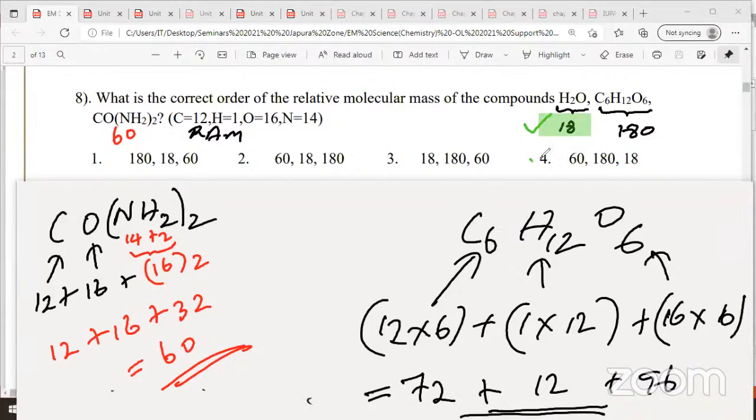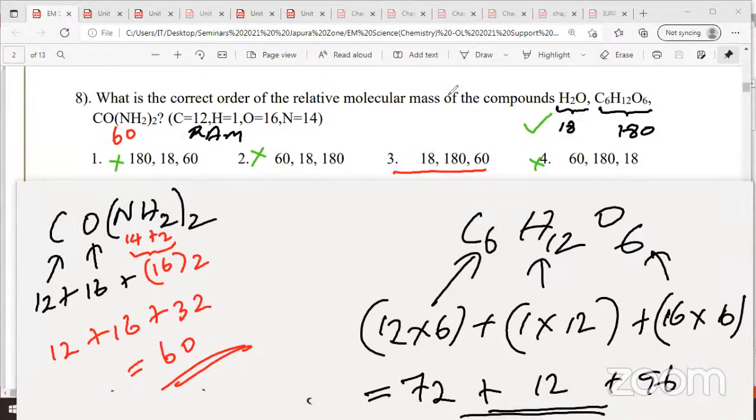Why? You can omit this answer because what is 18? It can't be 60. Here also you can omit. Why? What is 18? This also you can omit. Why? Water is 18. Since water is 18, the only answer which begins with 18 is the third answer. Then no need to waste time on the others.